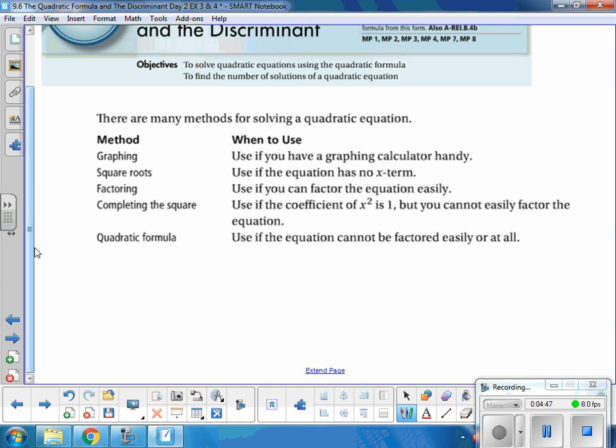If it's missing the b term, that second one, then you can just use square roots, because that'll solve it out. You want to use factoring if you can factor the equation easily, if it looks like it plays out real nice.